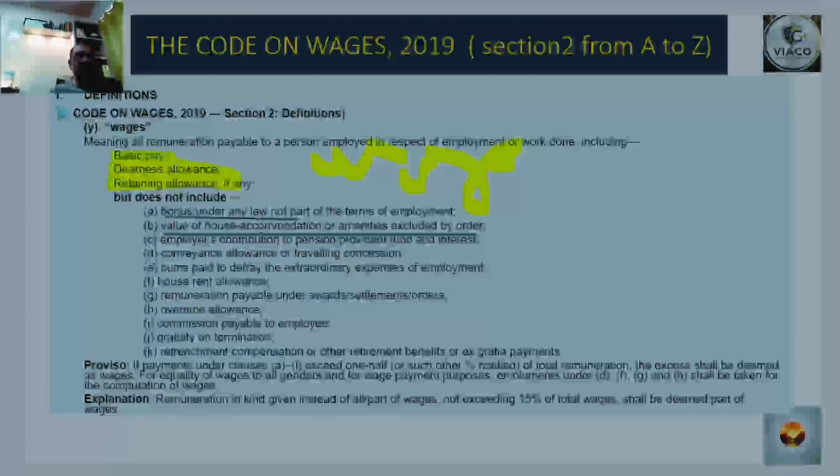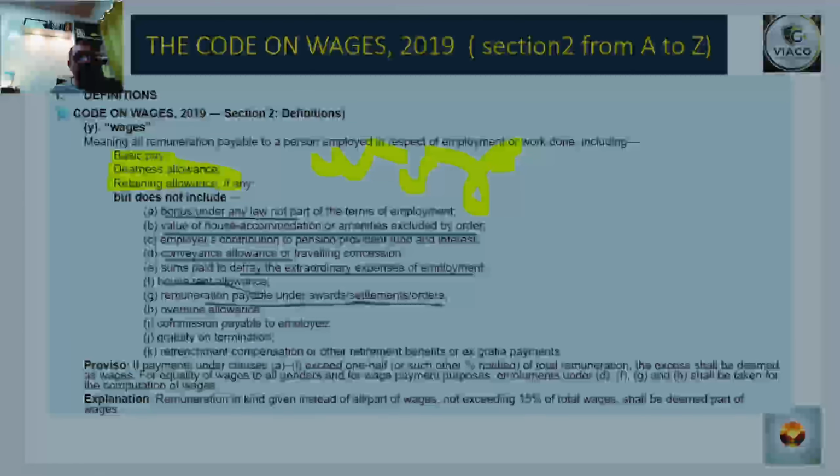देखिए बोनस देख लीजिए, HRA देख लीजिए, और कोई भी amenity होगी, कोई भी contribution toward the EPF or EPS or IDLI or any type of ESIC, conveyance allowance है, ठीक है, ये भी नहीं include होता है wages में. और traveling allowance है, some paid to defray the extraordinary expenses of the employment, और house rent, HRA अगर मिलता है, remuneration payable under the award, settlement order, anything which is basically coming the later part when dispute arises during their discharge or termination process.